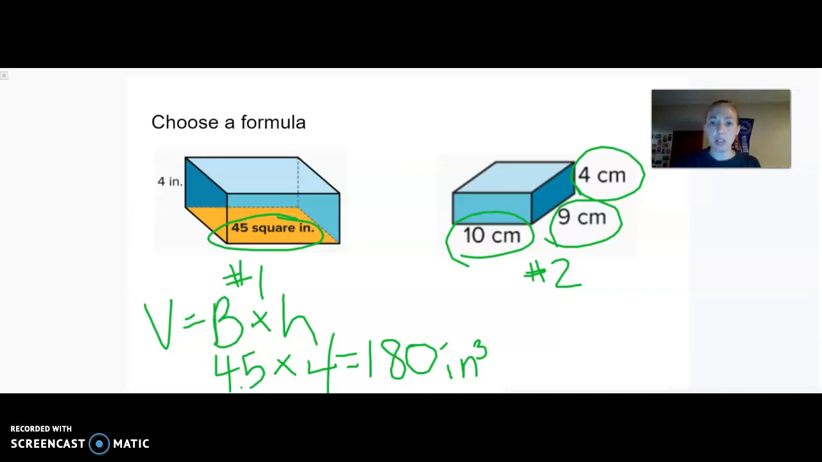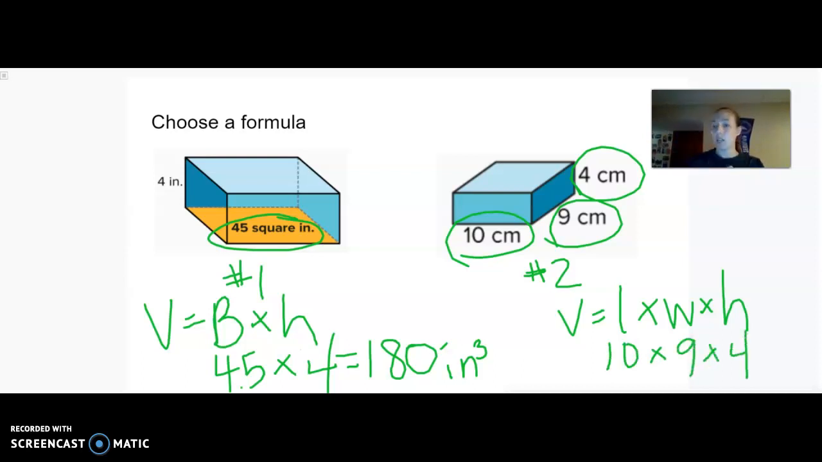This second one, I can do length times width times height. 10 times 9 times 4, or 9 times 4 times 10, or 9 times 10 times 4. Any order is fine. It is 360 centimeters cubed. Squish it in there.